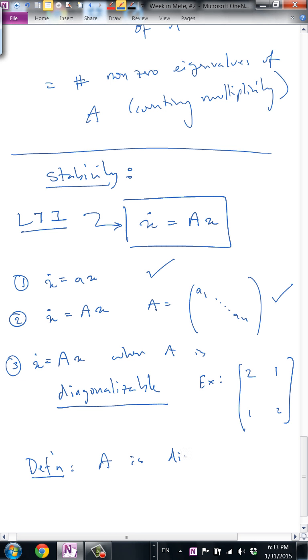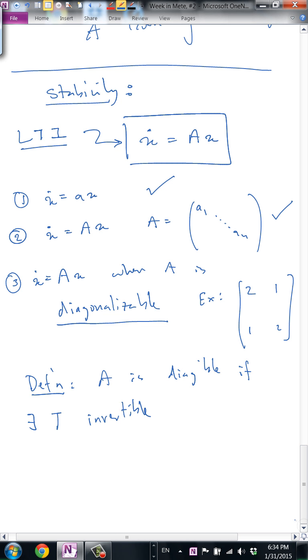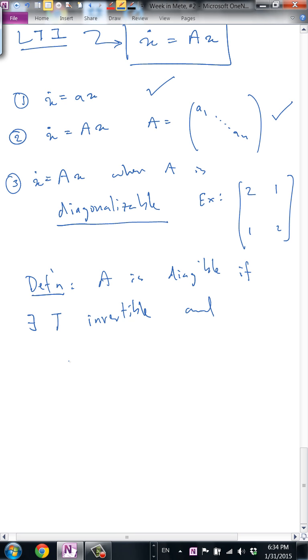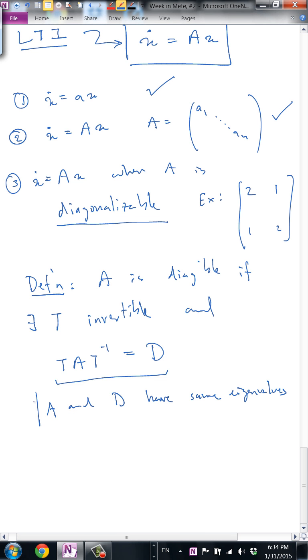A is called diagonalizable if there exists a matrix T that's invertible and T inverse is equal to a diagonal matrix. So recall from last week in review that we saw that this operation preserves eigenvalues. So A and D have the same eigenvalues. We showed this, and it's extremely important for us.